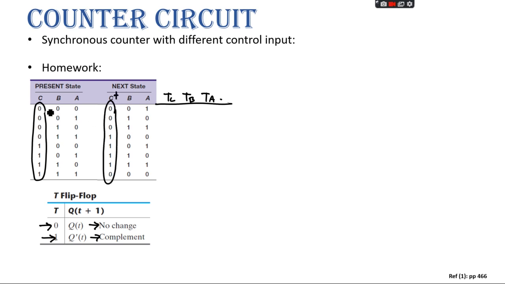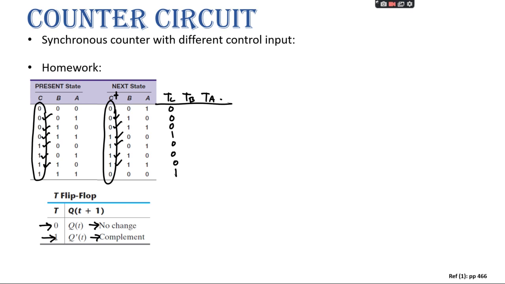So suppose this is C plus. Whenever it is 0, 0, it means no change, so it should be 0. 0, 0 means no change, so it should be 0. 0, 1 should be changed, so it should be 1. 1, 1 means no change, so it should be 0. 1, 0 means change, so it should be 1. So in a similar way you can have that table and then you can do the K-map, right?